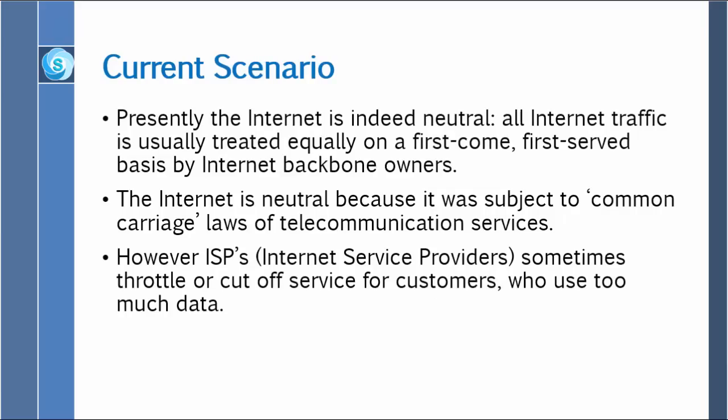Now let us discuss the current scenario. Presently, the internet is indeed neutral. All internet traffic is usually treated equally on a first-come, first-served basis by internet backbone owners. The internet is neutral because it was subject to common carriage laws of telecommunication services. However, internet service providers sometimes throttle or cut off service from customers who use too much data.